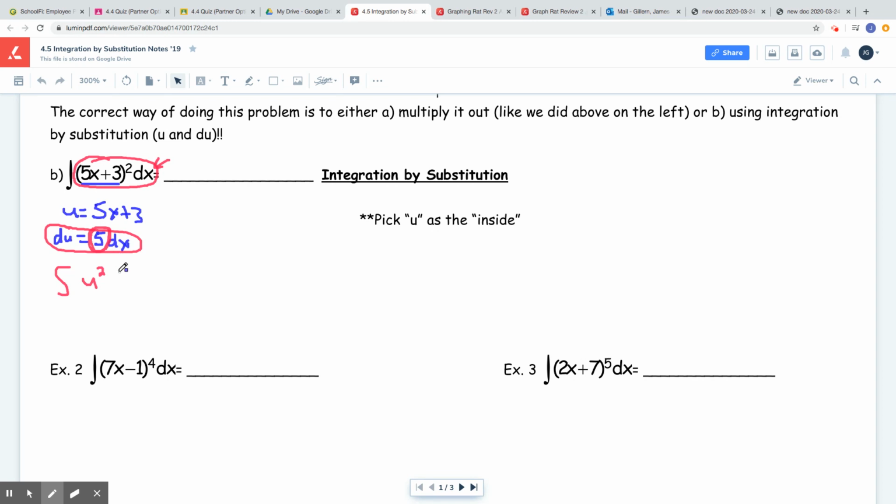So in order for me to rewrite and put a du here, this is what I want to be able to put. I want to be able to put du, but du is 5 dx. I have a dx. I'm missing a 5. Now, fortunately, you are allowed to just add in a 5. You can add in constants.